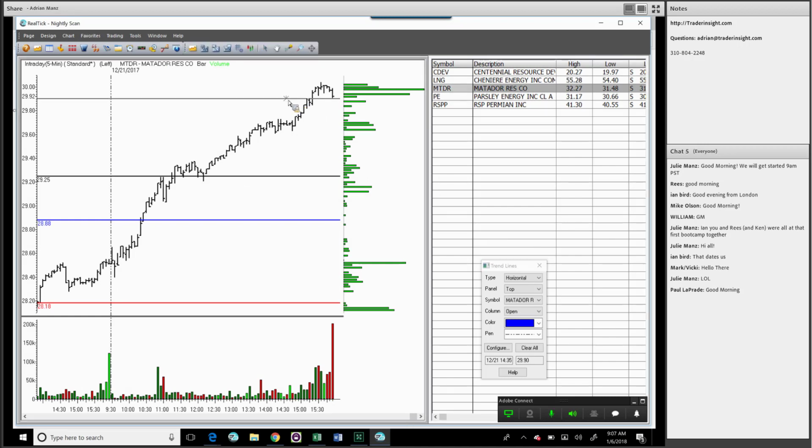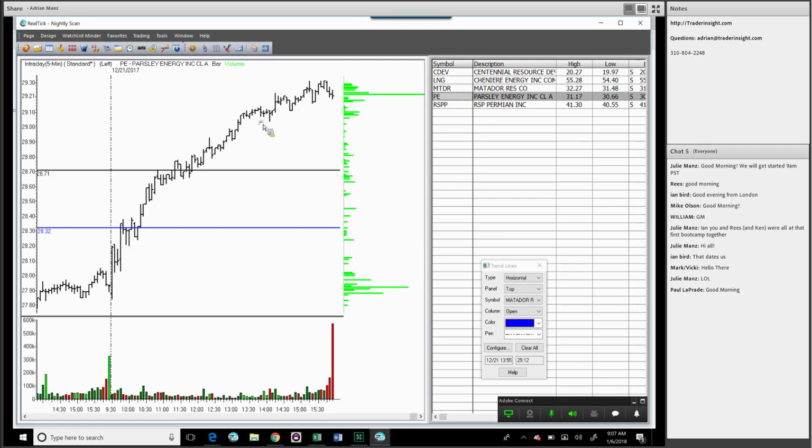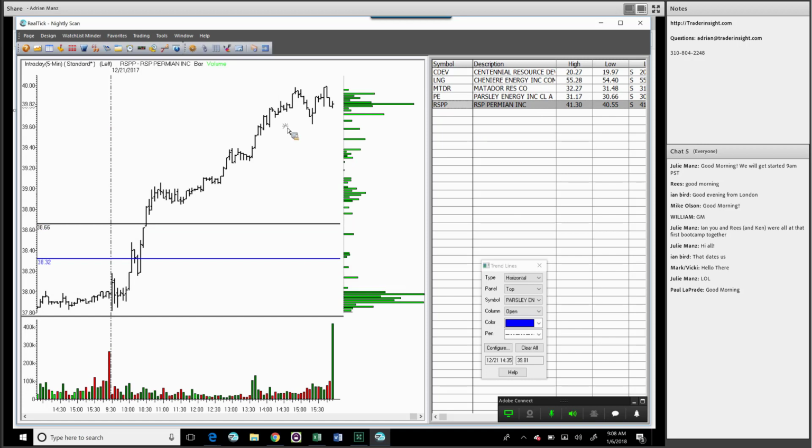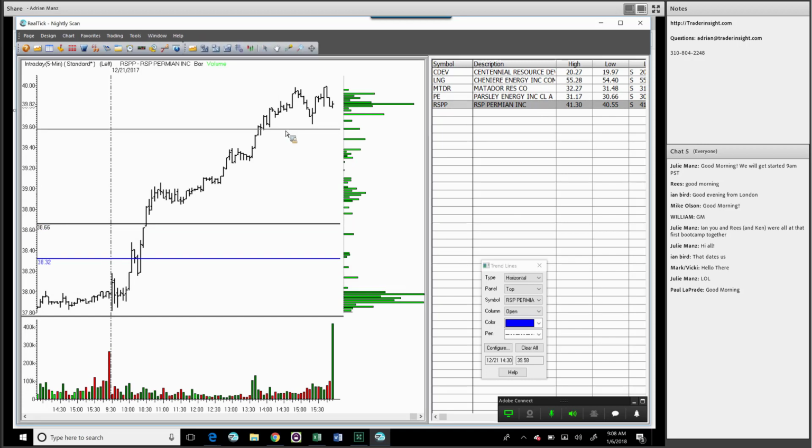MTDR, Reese is going to want to put his stop up here. I'm going to say you want to put your stop more like down here. PE, same thing, a little bit wider tends to make for the better stop on these things.